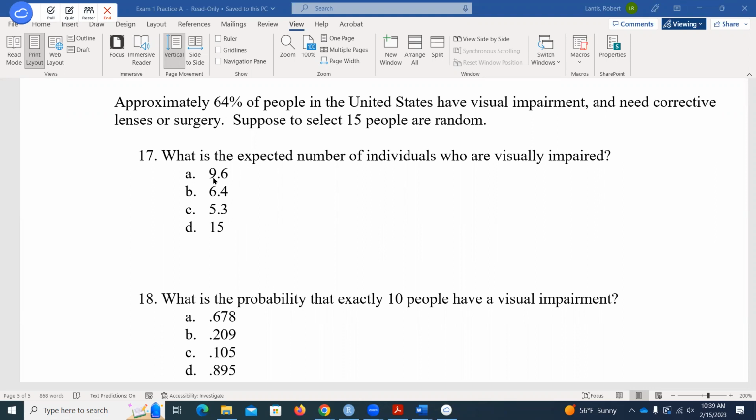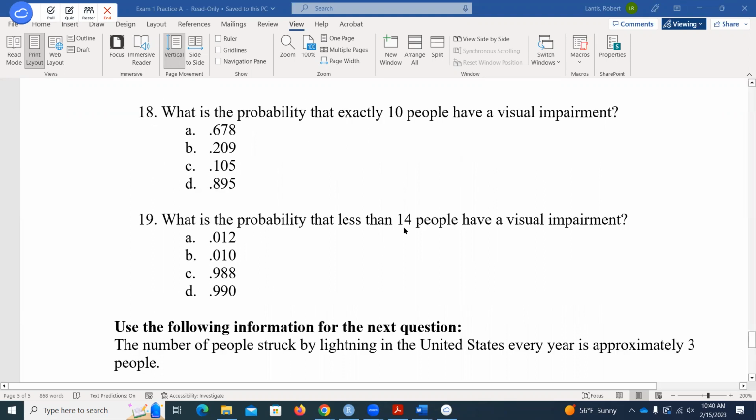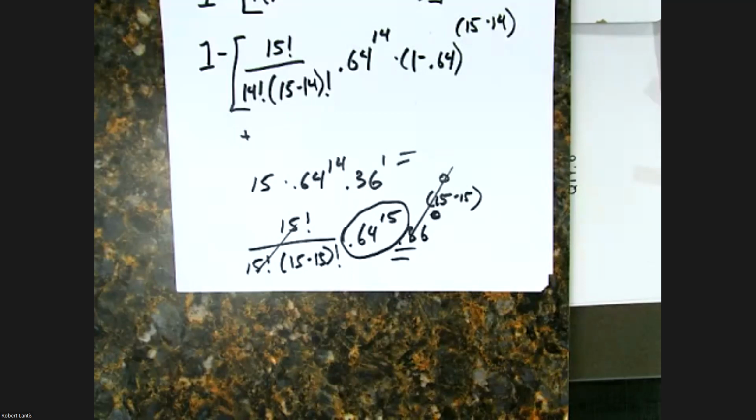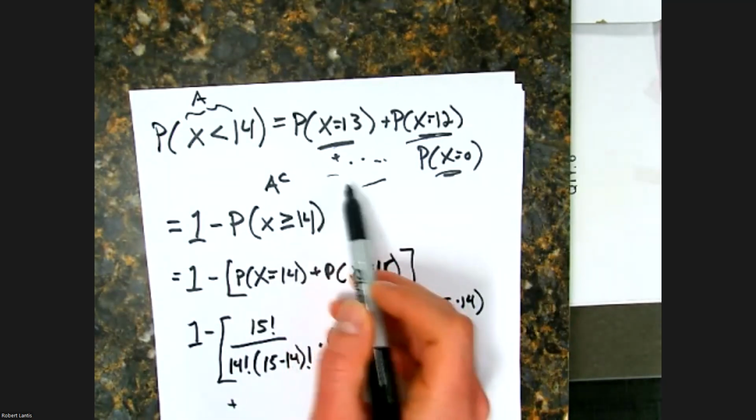As we move further from that number of successes, we're going to see the probabilities decline. So remember what I'm asked for here: what's the probability that fewer than 14 people have corrective lenses? Well, that would be the probability that x is equal to 13 plus 12 plus 11 plus 10 plus 9. I know that 9 and 10 are my most likely outcomes, and then the next most likely would be 8 and 11, 7 and 12, 6 and 13. All of those probabilities are in the area I'm looking for. I want the probability x is less than 14. That includes 13, 12, 11, all the way down to 0.